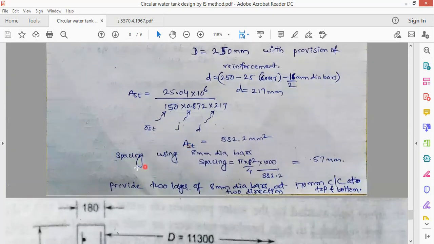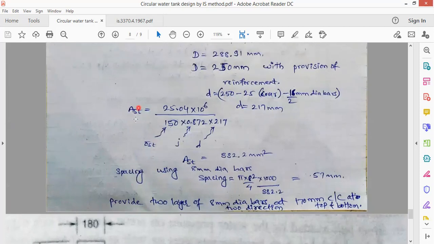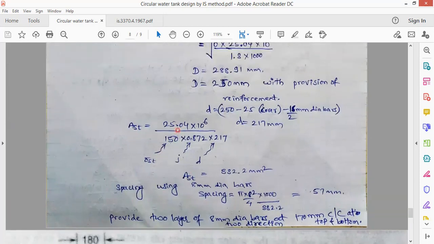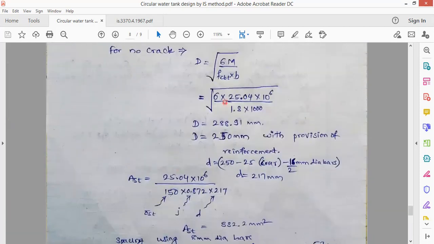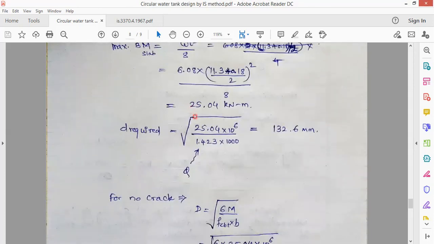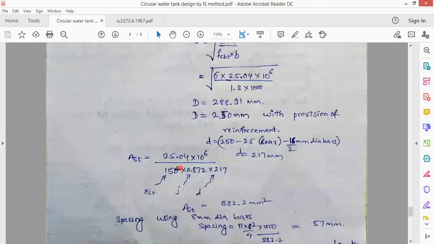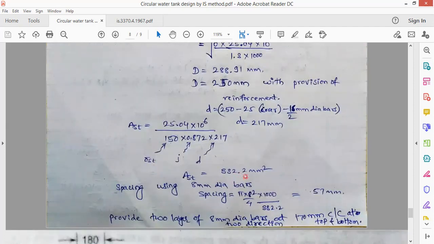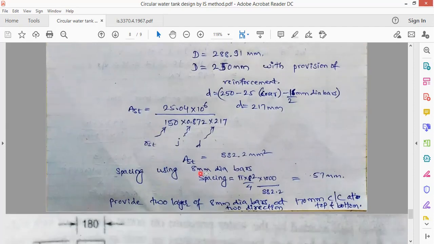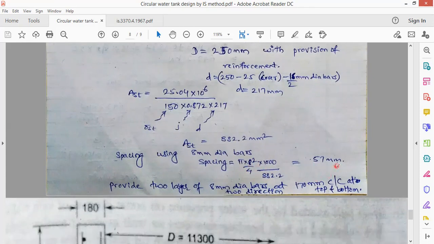So spacing I am going to calculate now, AST for this. So AST is equal to the moment which we have calculated here, 25.04, divided by sigma ST into J into D. Sigma ST is 150, J is 0.872 and D is 217 mm calculated. So AST is 882 mm square. So using 8 mm dia bars, spacing I will calculate directly, it is 57 mm.